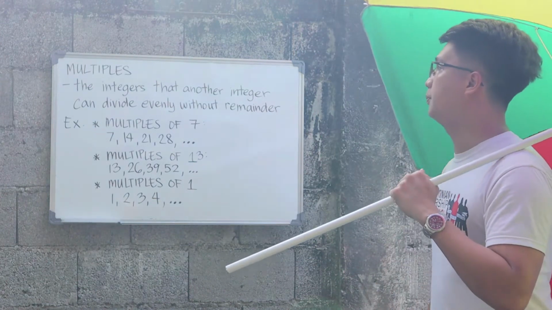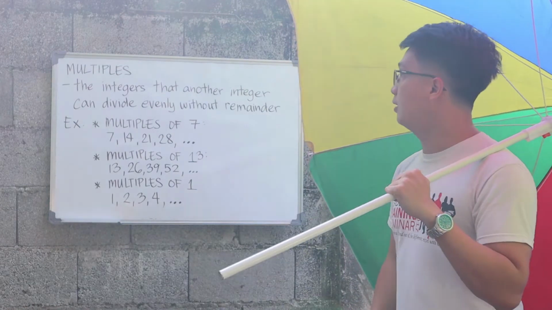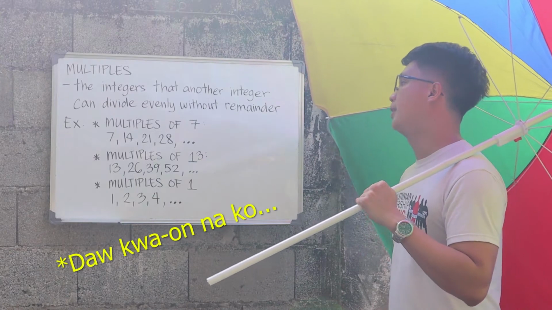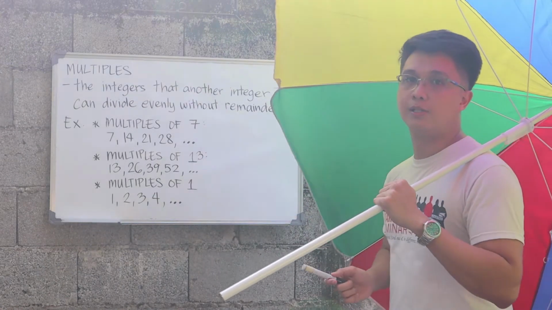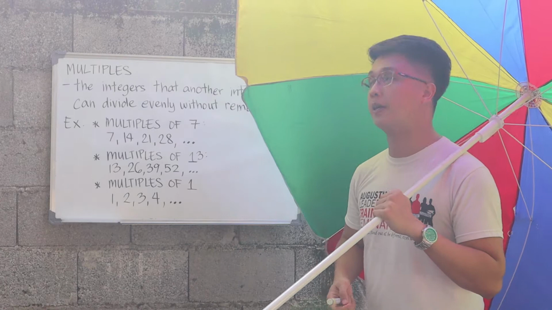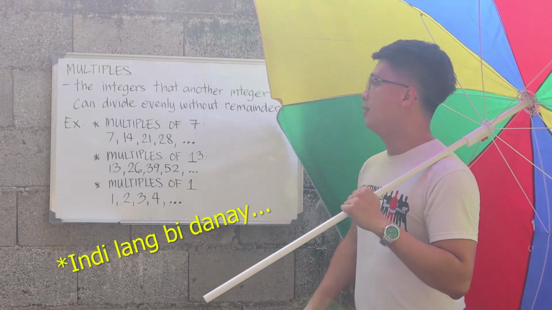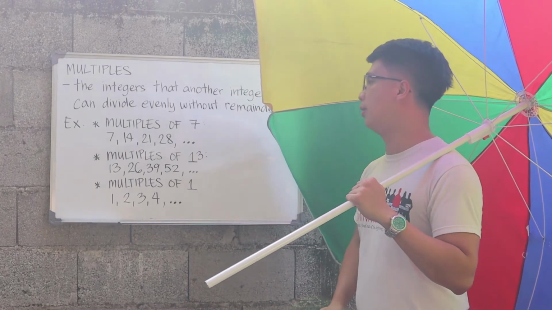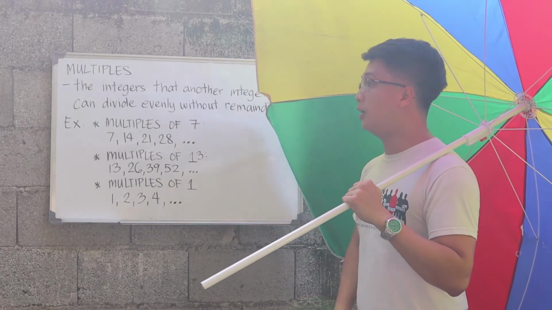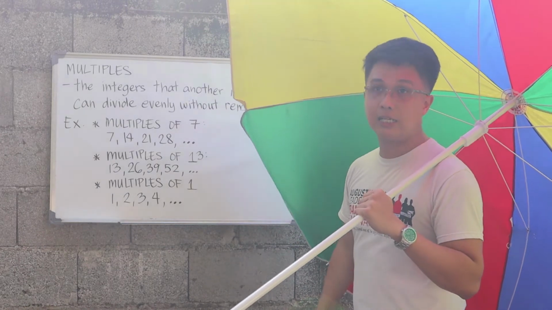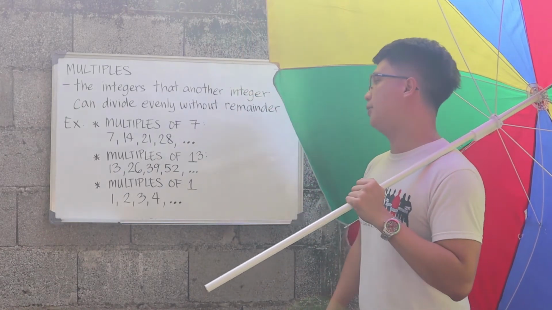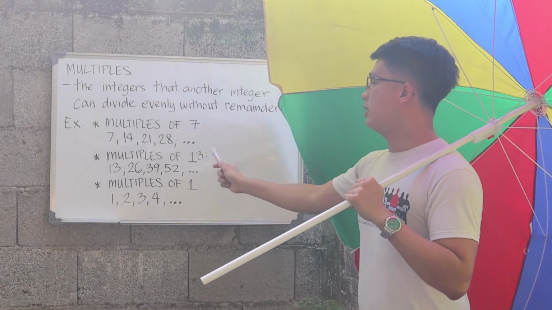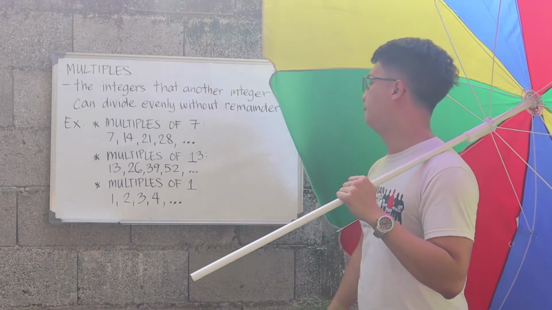Let's now go to multiples. Multiples are the integers that another integer can divide evenly without remainder. Examples: the multiples are the results of skip counting. For example, the multiples of 7 are 7, 14, 21, 28, and so on. These are the multiples of 7 because they can be divided evenly by 7. Another example, multiples of 13: we have 13, 26, 39, 52, and so on.